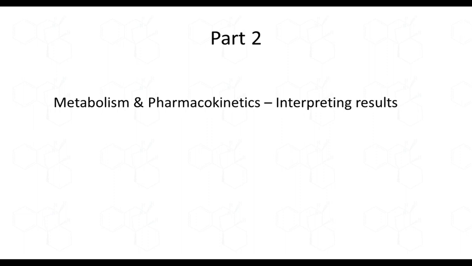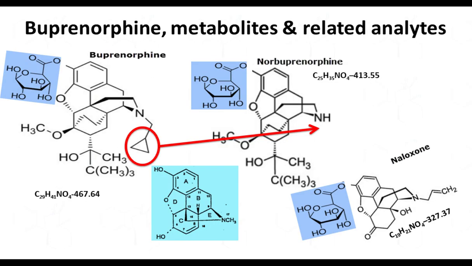So let's go on now and move to part 2, talking about metabolism and pharmacokinetics so that we can understand some of these statements about interpreting the urine drug results. Let's start with the structure. So there's the structure of buprenorphine. It's somewhat higher molecular weight than many of the other opioids that we test for, around 467.